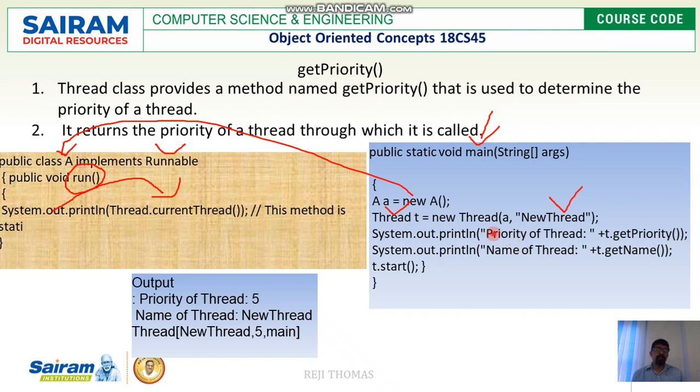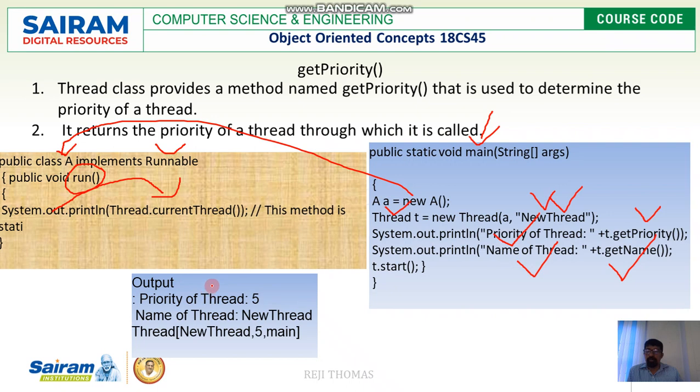So I'm going to print the priority of the thread using getPriority. Normally the priority is going to be 5 for the main thread. I'm also going to get the name of the thread, t.getName. So getName is going to get the name of the thread. I've not created any thread. I've just renamed it as new thread. That's it. Now let us see the output.